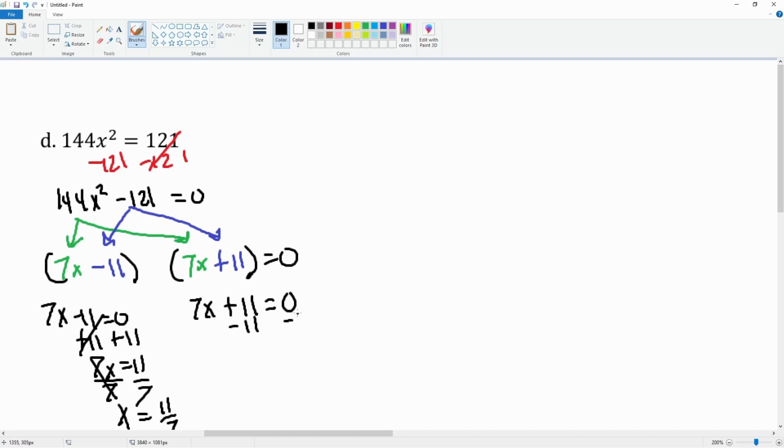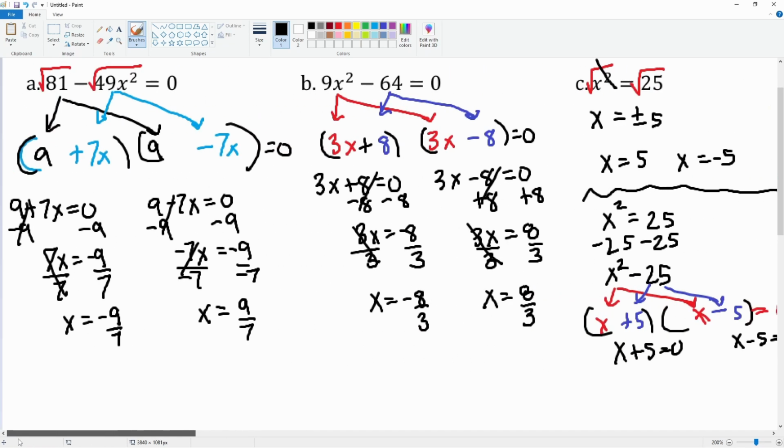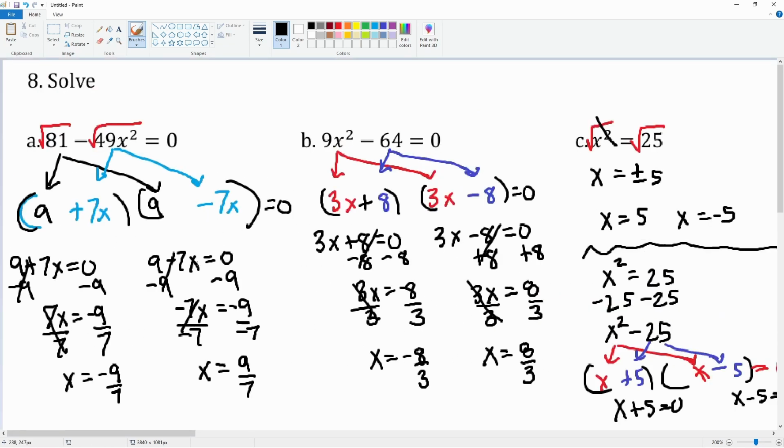Here we minus 11 to both sides. It cancels. 12x is equal to negative 11. Divide by 12, divide by 12. Cancels on the left. X is equal to negative 11 over 12. Do you see how it's the same number? One's a negative and the other one's a positive. All right. So there you go. This is how you solve by factoring using a difference of squares.